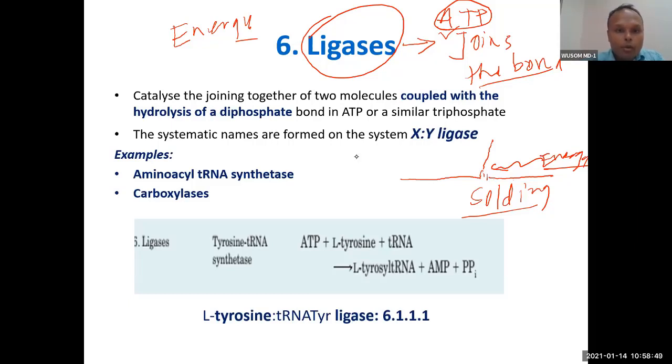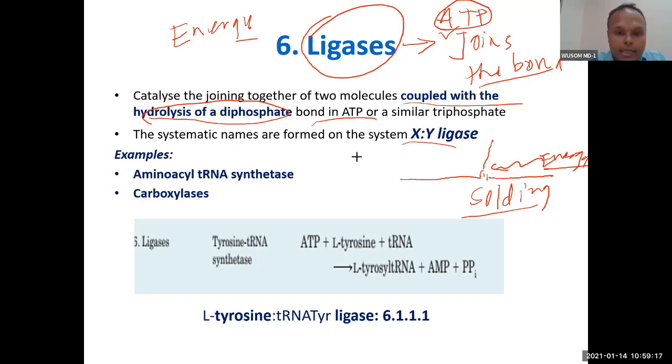It is coupled with hydrolysis of the diphosphate bond of ATP, you can understand that. Now let's see this. This is the systematic name, XY ligases. We will see the examples. Two examples are very, very important. That is why I told you this classification of enzymes and the examples of this classification are very important. The more you revise, the more benefit it will be for you.